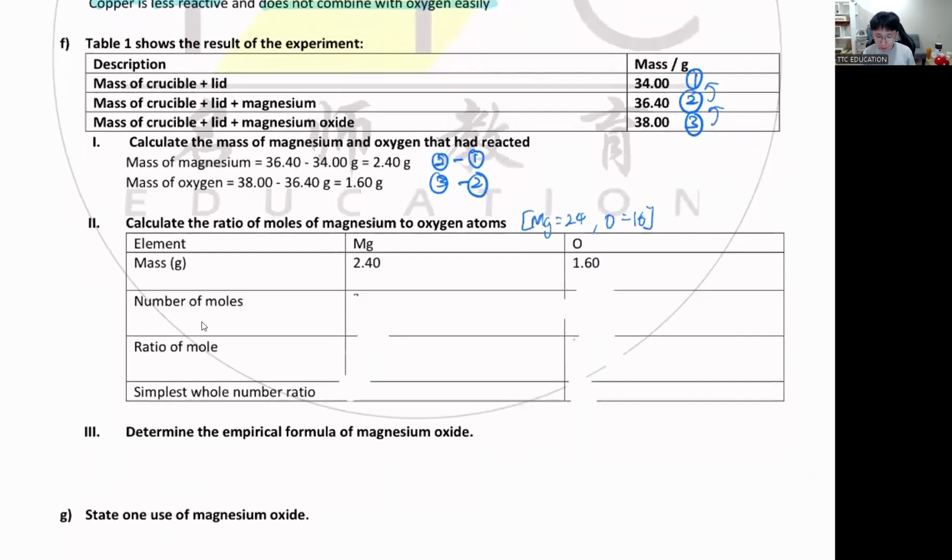Okay, so if you do the calculation, 2.4 over 24, 1.6 over 16. Then of course, same number, same ratio, same simplest ratio, and your magnesium oxide empirical formula, you will say it's MgO.